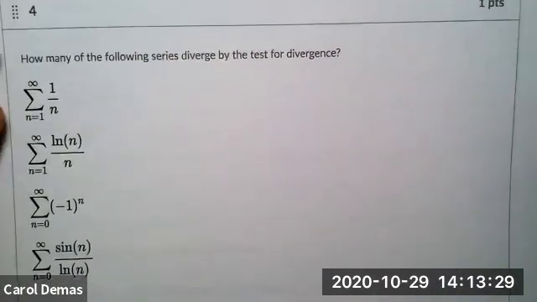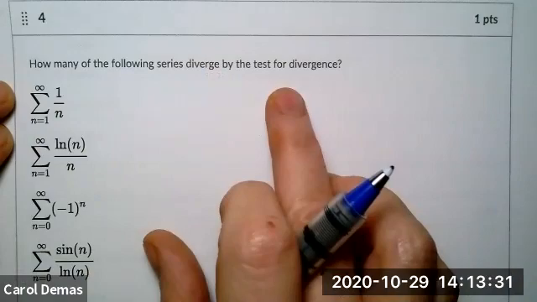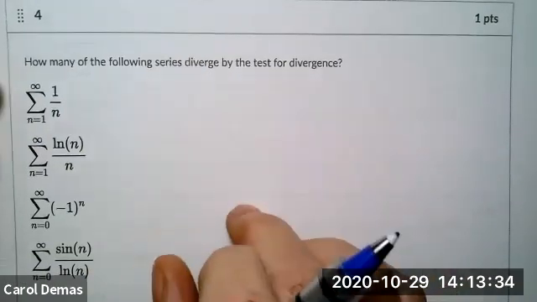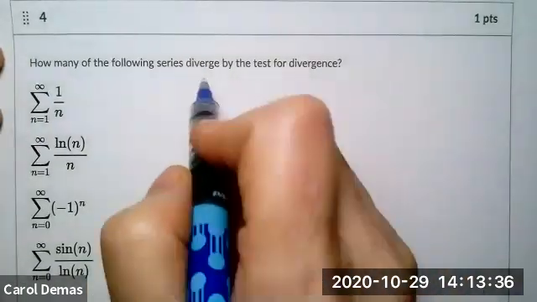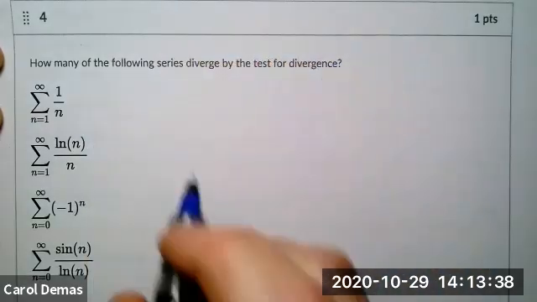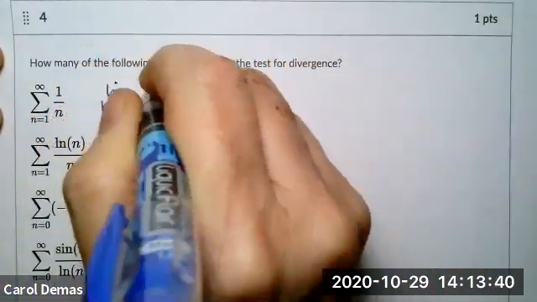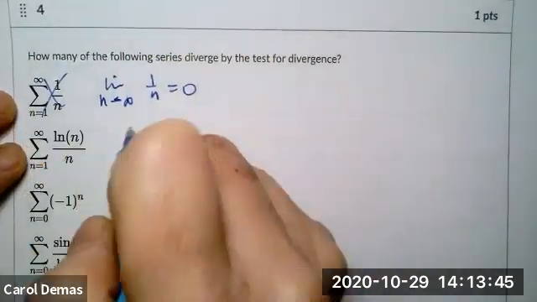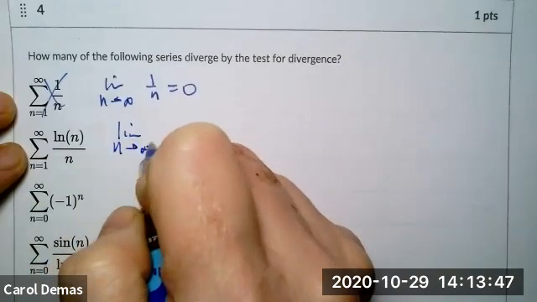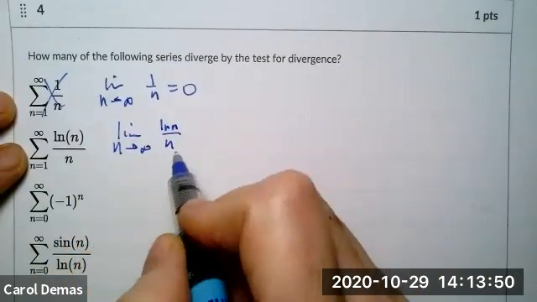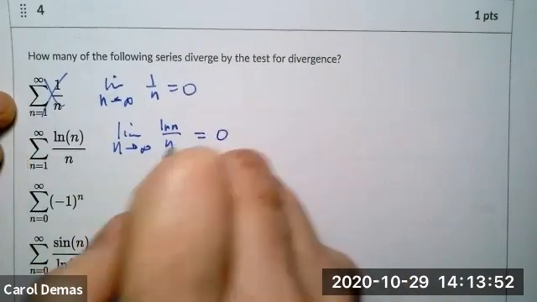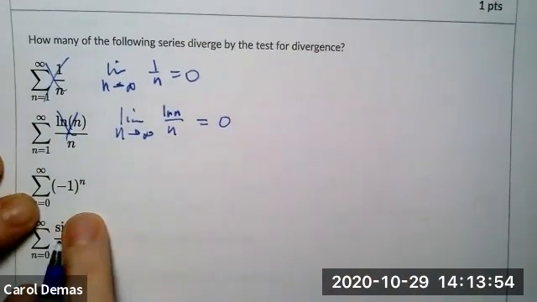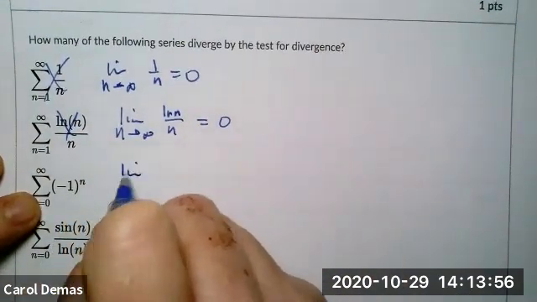Okay, number 4, how many of the following series diverge by the test for divergence? Okay, that means we get a non-zero value. This first one is going to give us 0, so that's not it. Second one, I think you can tell right away from the hierarchy of growth rates. The denominator is growing faster. This also gives us 0. What about this guy? Alternate, so diverges. It's going to be 1, negative 1, 1, negative 1.